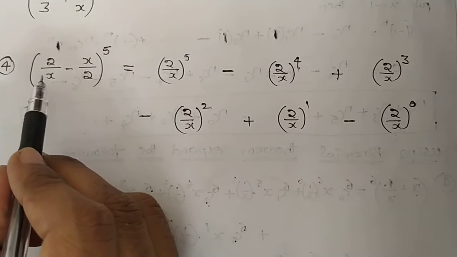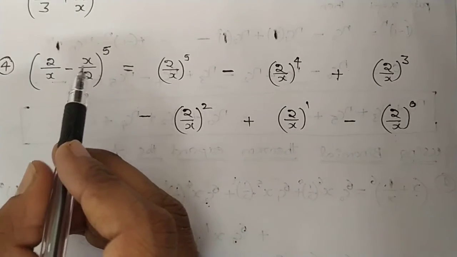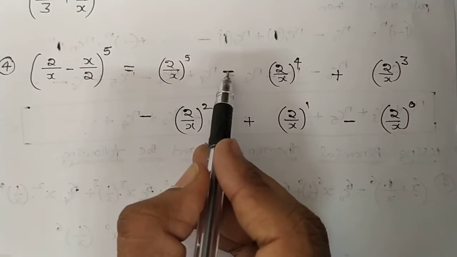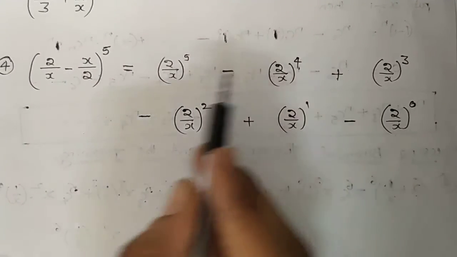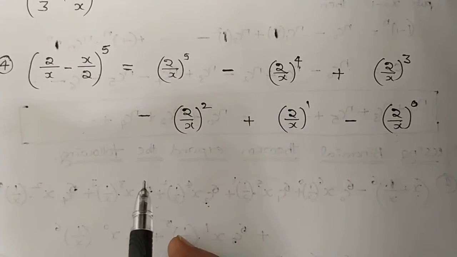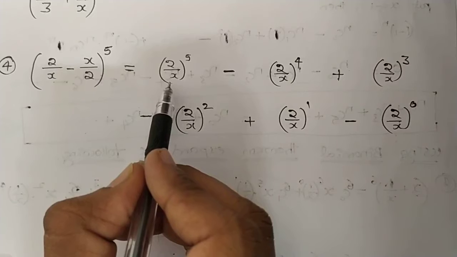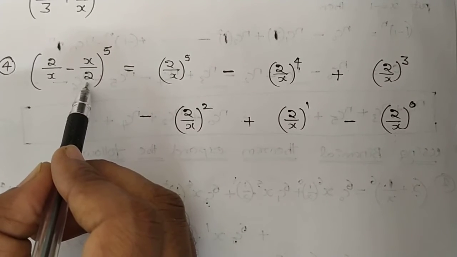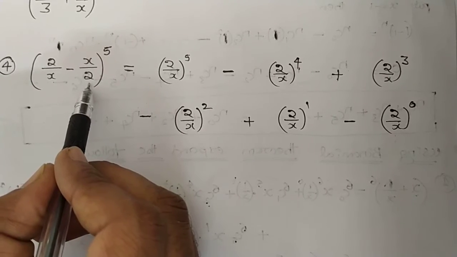Here we have the expansion of (x minus y) whole power n, so I'm changing the signs. First plus, then minus, then plus, then minus, then plus, then minus. Okay, kindly do not confuse. Yes, that is the first term of the expansion. Next, the power of the second term will increase.